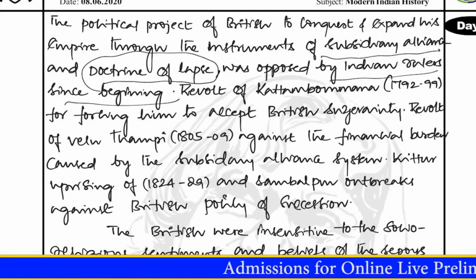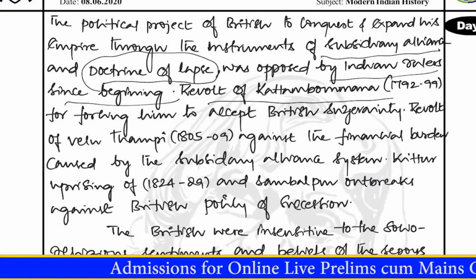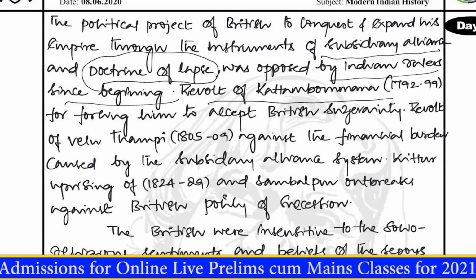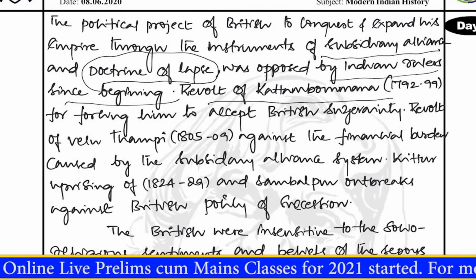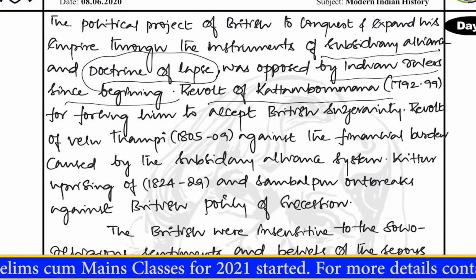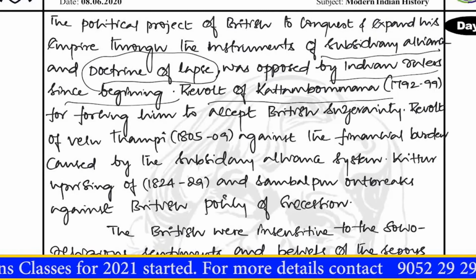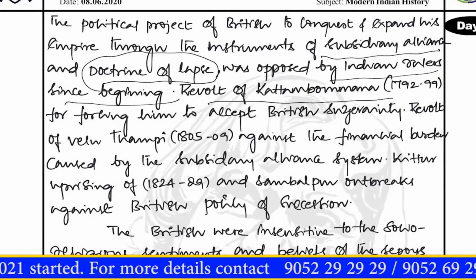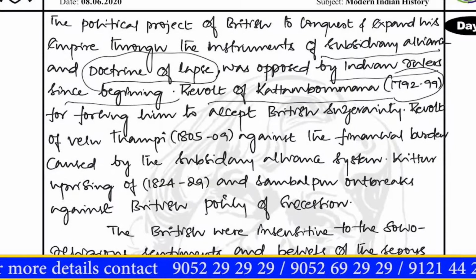Okay, for example, revolt of Kattabomana. Who is this person? This person fought a war in district of Tirunelveli in Tamil Nadu. And why he revolted against Britishers? Because Britishers asked him to accept their suzerainty. They asked him to accept British sovereignty. So to oppose that, Kattabomana raised a revolt against British. This was a very important revolt in the history of Tamil Nadu as well as in national history.